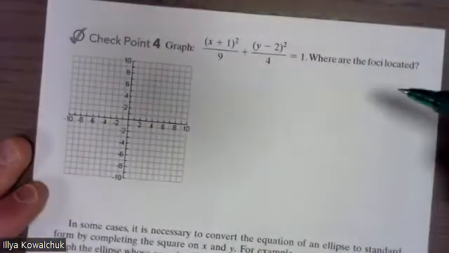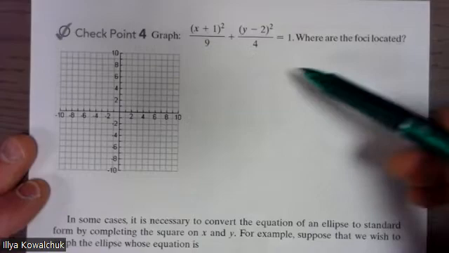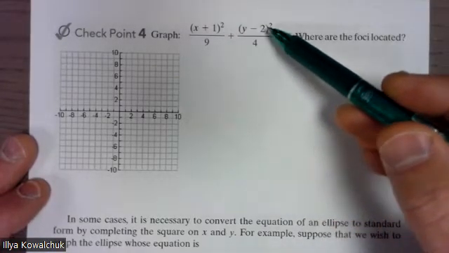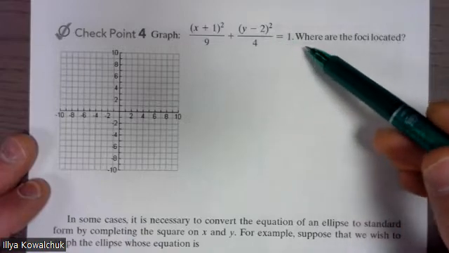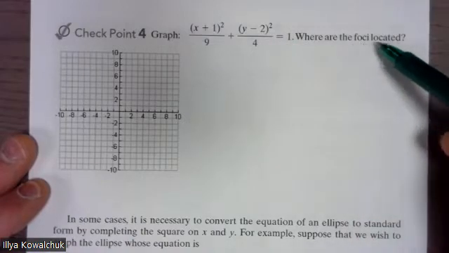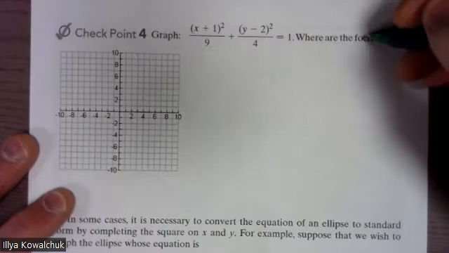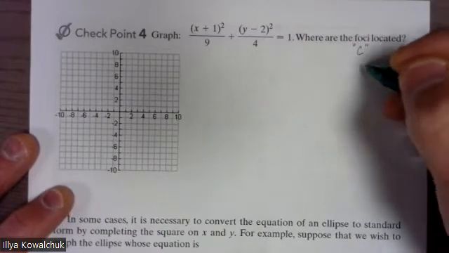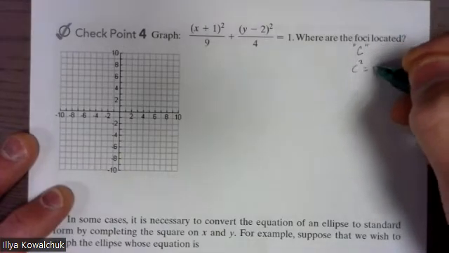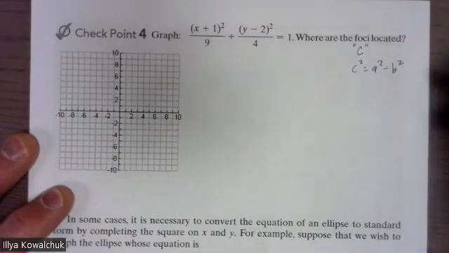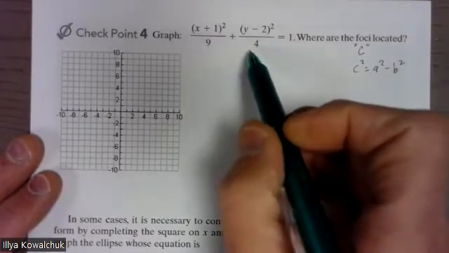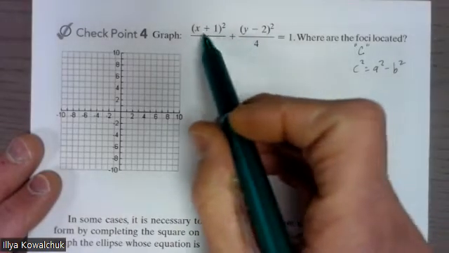problem here. So we've got checkpoint 4 here. It says x plus 1 squared divided by 9 plus y minus 2 squared divided by 4 equals 1. And the question is, where are the foci located? So just a reminder, foci, the letter that stands for foci was our C term. And we're going to use that equation, c squared equals a squared minus b squared, in order to solve for that. But we also have to take into account the translation.